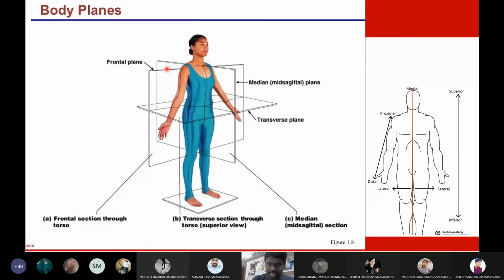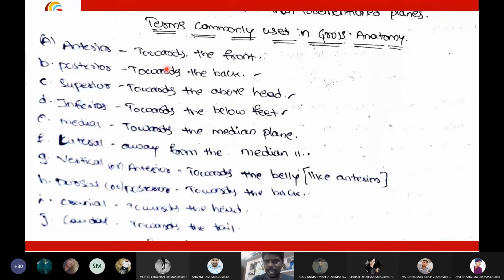So this is all about the planes and the terms used in the human body. Cranial means towards the head, caudal means towards the tail, dorsal means towards the back, ventral means towards the belly, lateral means away from the median, medial means towards the median, inferior means below, superior means above, posterior means towards the back, whereas anterior means towards the front. These are some common terms used in gross anatomy.